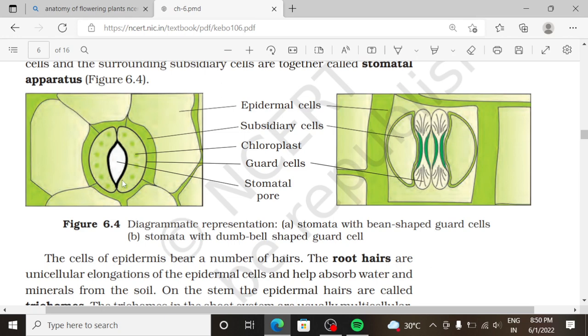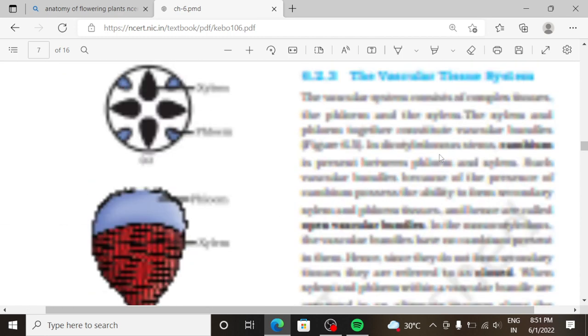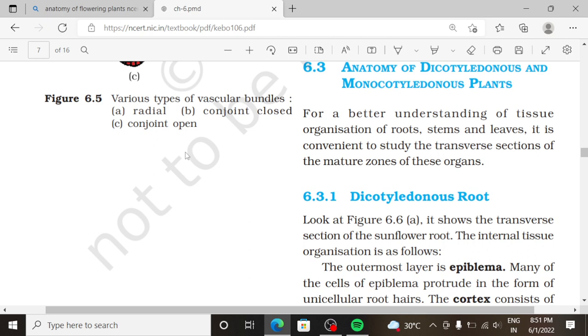You can see that the stomata is open here, and you can see the epidermal cells surrounding the stomata, subsidiary cells, chloroplast on the guard cells actually, not in the stomatal pore. Then guard cells and then stomatal pore, and here you can see the dumbbell shaped guard cells. Then this diagram is of the vascular bundles.